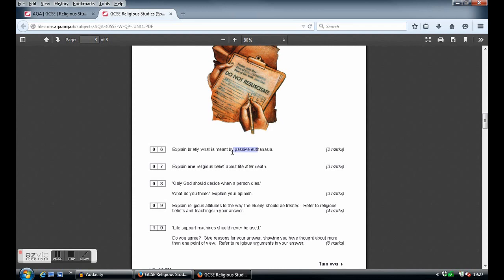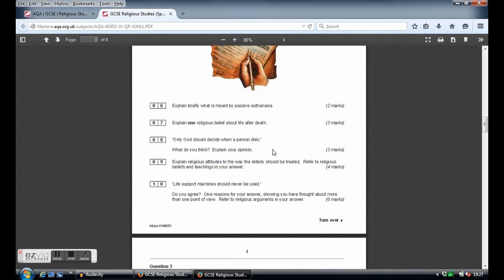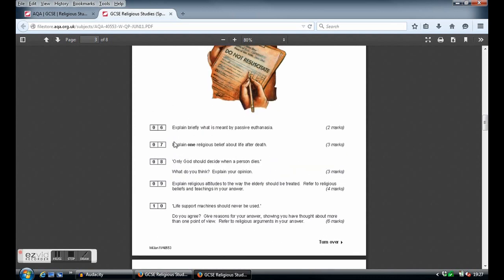So the answer, to get 2 marks, you just say passive euthanasia is where you don't treat the patient. You stop the treatment, or you withhold drugs that they might need or medical care that they might need to survive longer, and you stop prolonging their life and allow them to die. E.g. turning off a life support machine would be passive euthanasia. So that's 2 marks. Off to a good start.